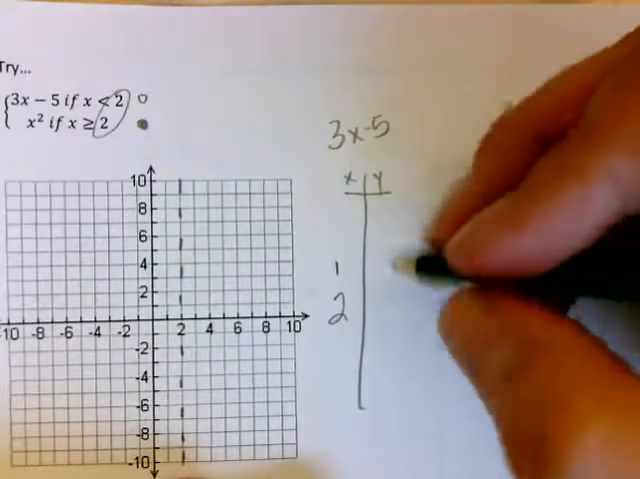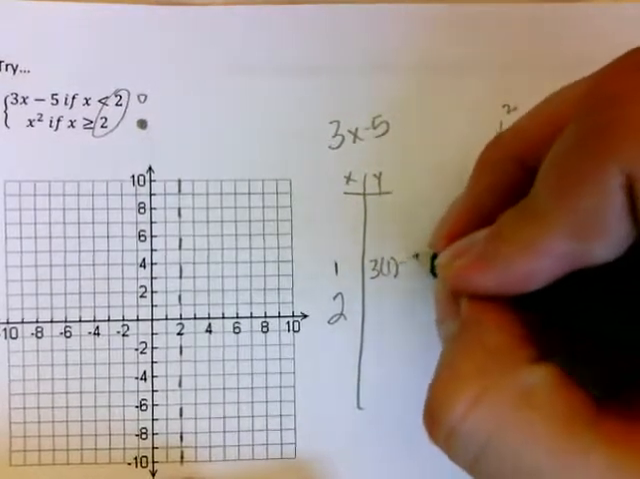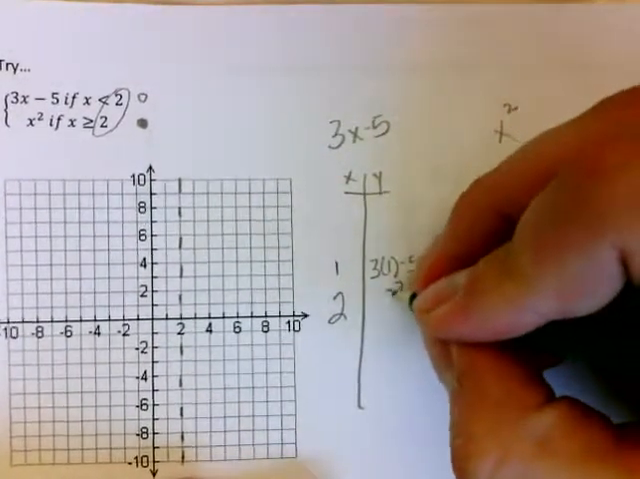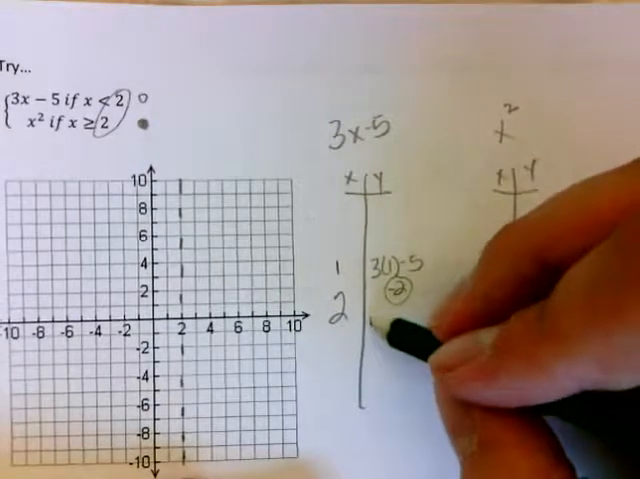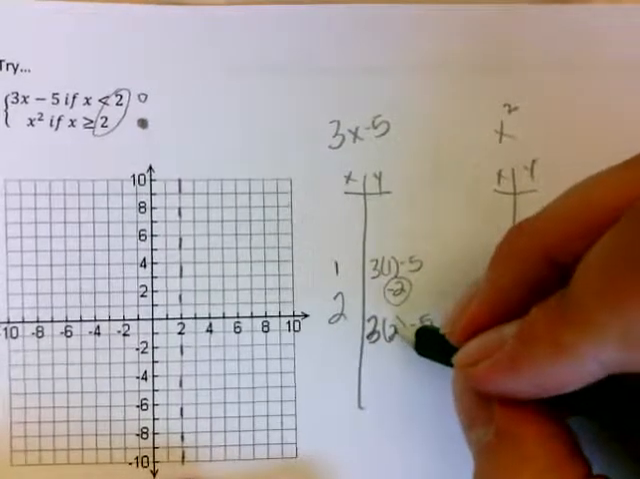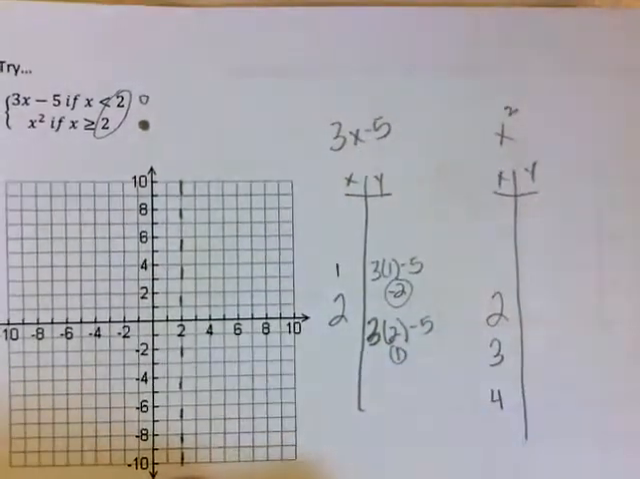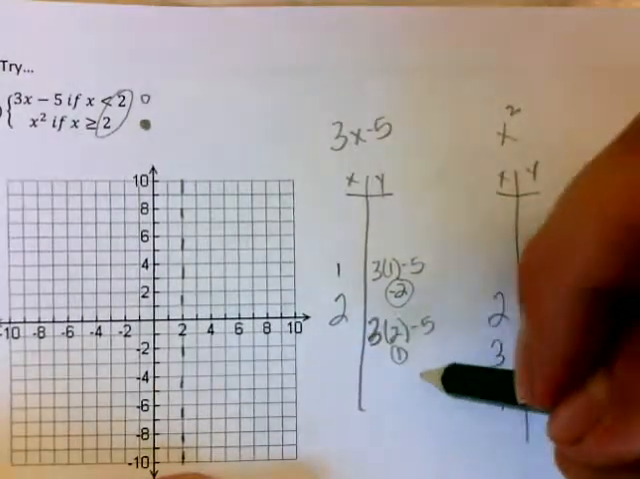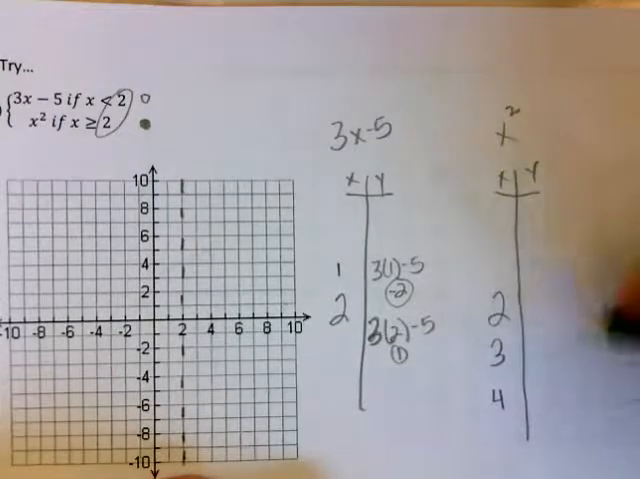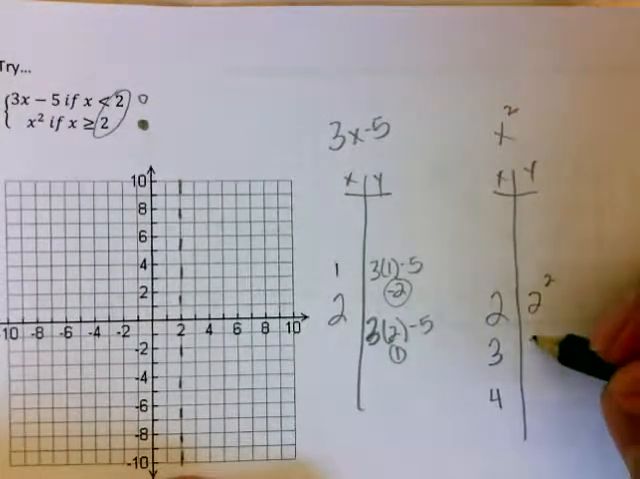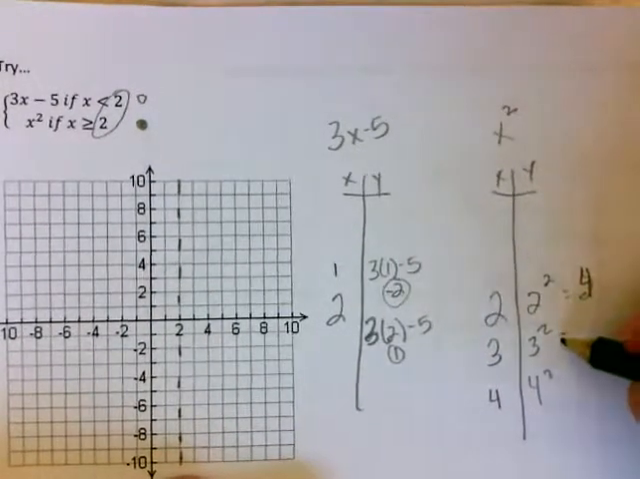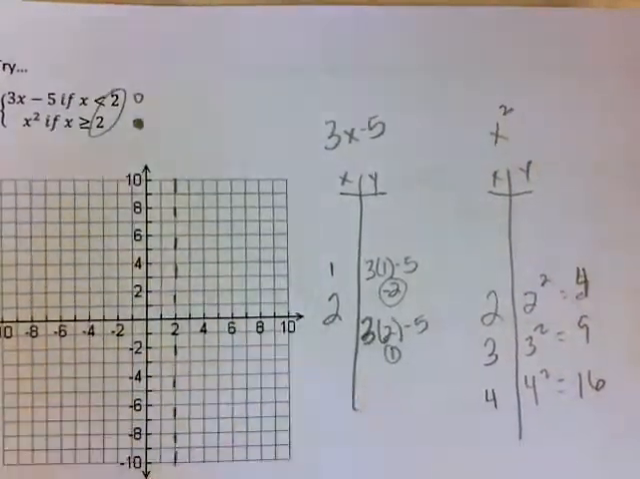So, 1, let's plug it in. 3 times 1 minus 5. 3 times 1 is 3. Minus 5 is negative 2. Okay. So then we got 3 times 2 minus 5. 3 times 2 is 6, minus 5 is 1. Okay, so this one's 1, negative 2, 2, 1. Let's see the other one. Okay, so it's x squared, so it's going to be 2 squared, 3 squared, 4 squared. This equals 4, 9, 16.